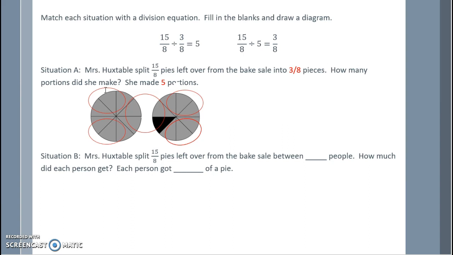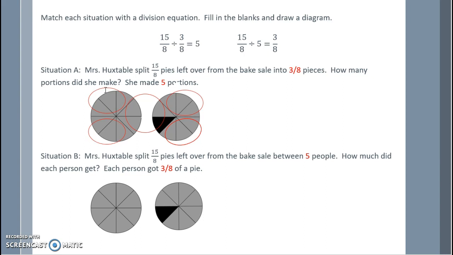Situation B, Mrs. Huxtable split 15 copies of 1/8 pie, or 15 1/8 pies, left over from the bake sale between this many people. How much did each person get? Each person got this much of a pie. Well, since we can't have a fraction of a person, we must have 5 people, and each person must have gotten 3/8 of a pie.